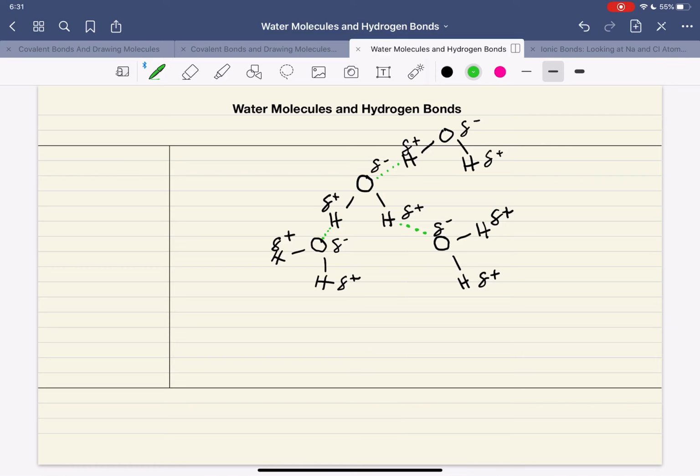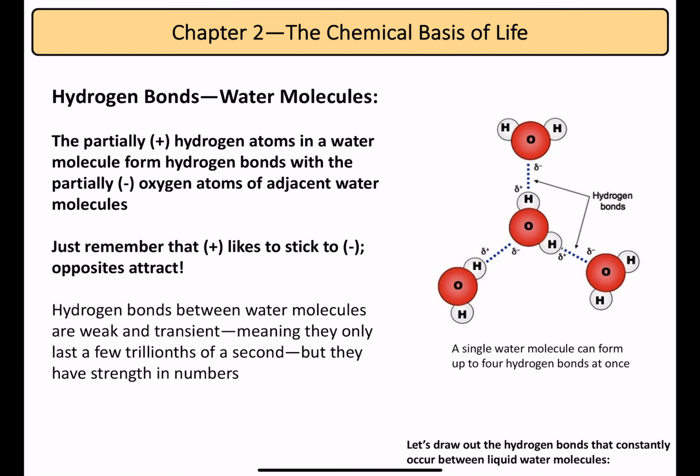Breaking, reforming, breaking, reforming. Each bond is transient, right? It lasts for a really small fraction of a second. But collectively, at one moment in time, the collective force of many hydrogen bonds can be very strong and very relevant to biology. For instance, it's hydrogen bonds that hold your DNA together, the 2 strands. One bond is very weak, but a whole long strand of them can hold your DNA together. So again, they're transient, meaning they don't last very long. They're weak, so it's the weakest of the 3 types of bonds that we're covering, but they have strength in numbers.